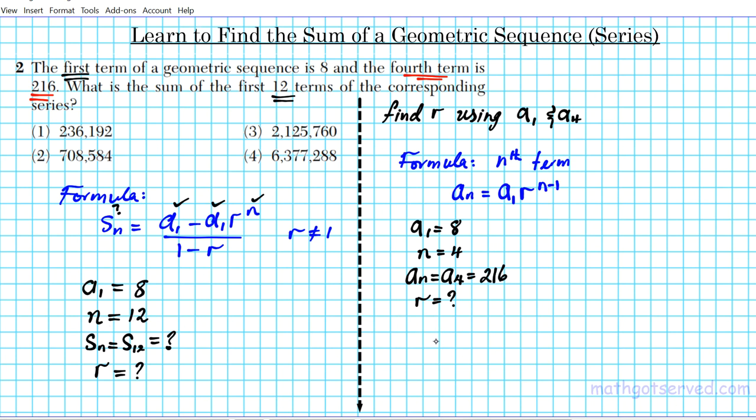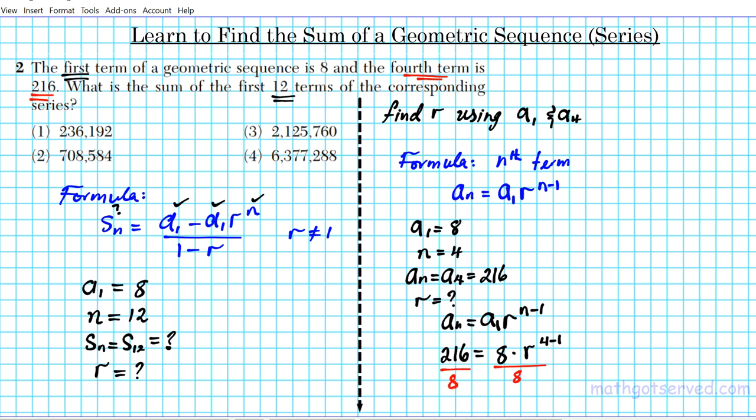So let's set it up. Let me write down the formula again so that nobody gets confused with what's going on. an is a4, which is 216. So 216 is equal to the first term, 8, times r, which is what we're looking for, raised to the n, which is 4 minus 1. Let's solve this resulting exponential equation for r. To get r isolated, we notice we're multiplying by 8 here. That needs to go, so we can divide both sides by 8.